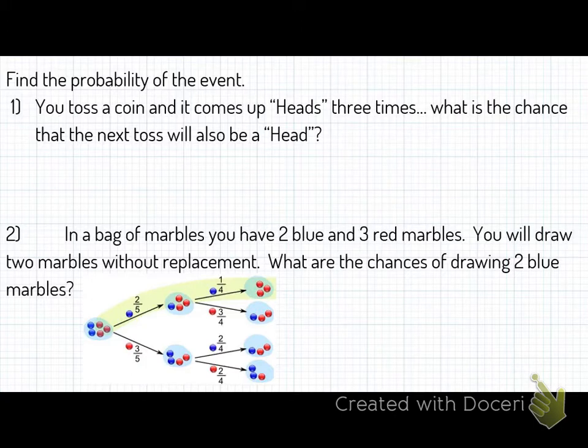Okay. I toss a coin 3 times. 1, I get heads. 2, I get heads. And 3, I get heads. Then it says, what is the chance that the next toss will also be a head? Okay, I just tossed it 3 times. Okay, ready? What's the chance of me getting heads right now? 50. How do you know that? There's only 2 sides. Does it matter how many times I tossed it before that one time? No, it doesn't matter, right?